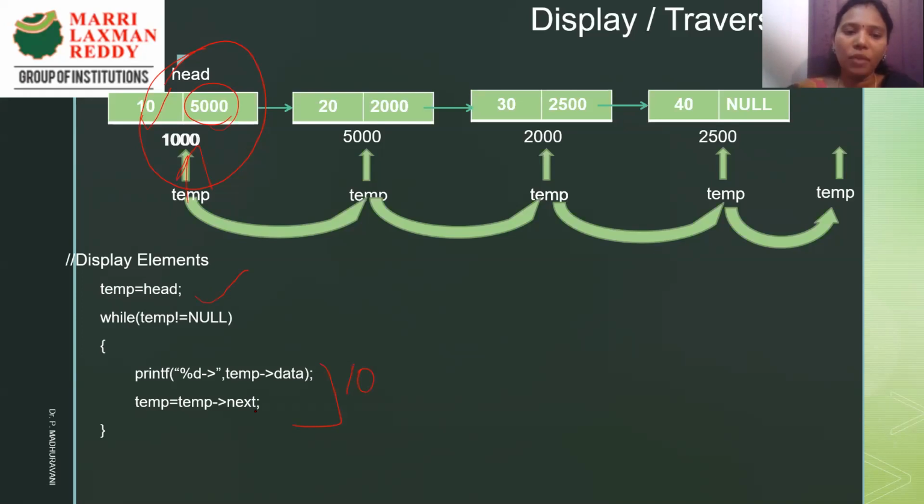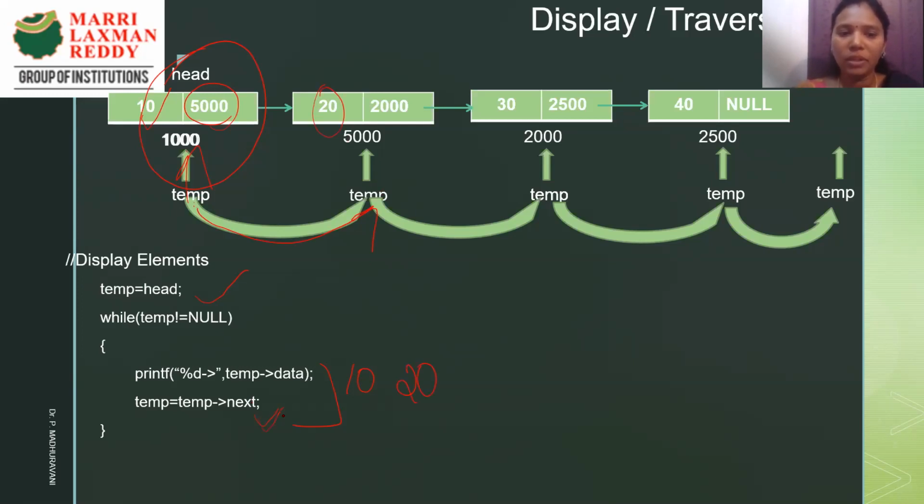After that, I am moving temp to the next node. What is next? Next is 5000. Hence, temp is moving from 1000 to 5000. Now, at 5000, what is temp arrow data? That is 20. Now, after printing 20, what am I doing?